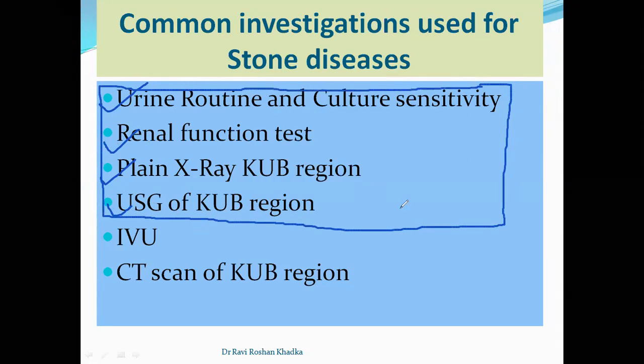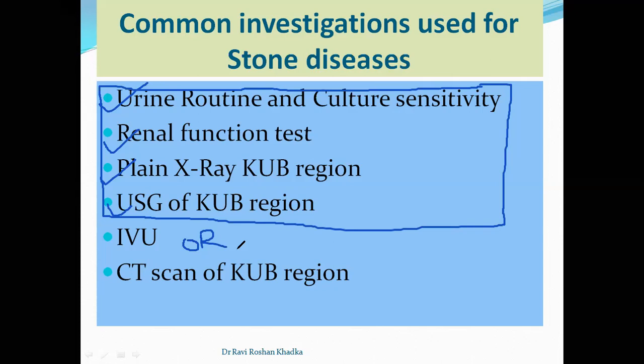And after knowing there's a stone disease, later on we do either IVU or non-contrast CT scan for the detailed information required for the management. Okay, so this is one approach of investigating the stone disease. Most commonly followed in countries where the resources are very limited and very expensive tests are very difficult to do. So what we follow is urine culture, renal function test, plain X-ray KUB, and ultrasound KUB at the beginning.